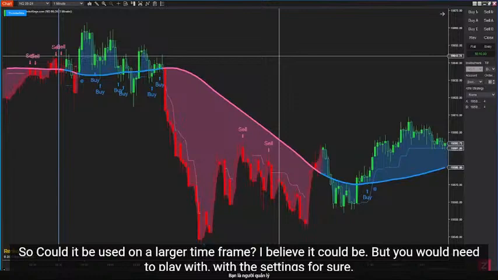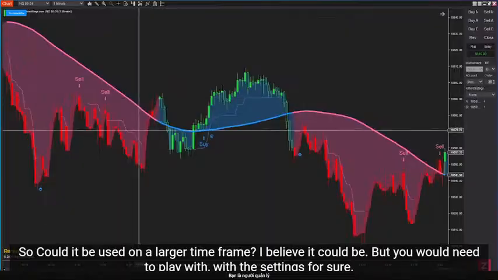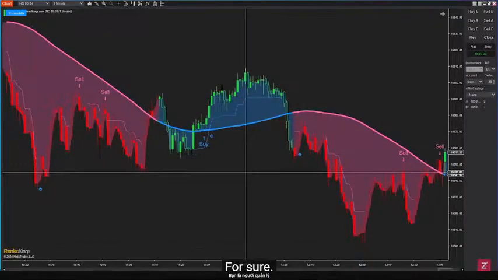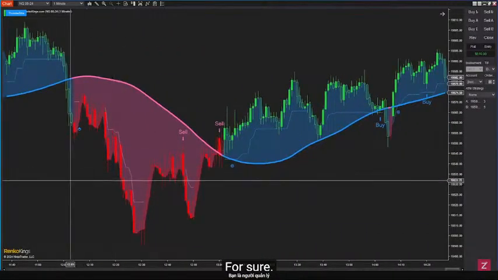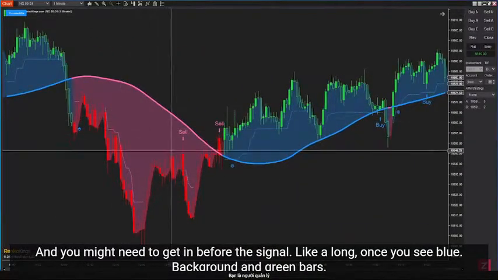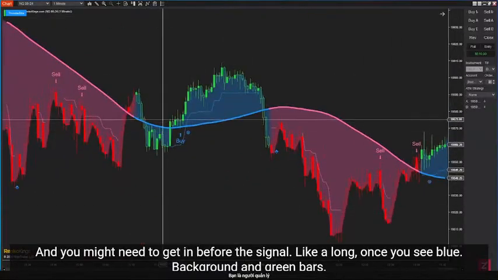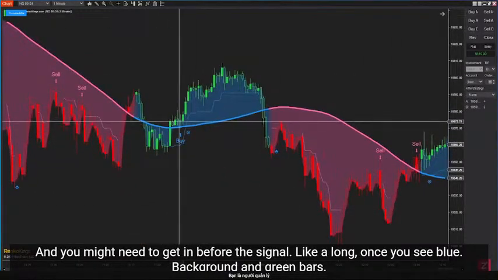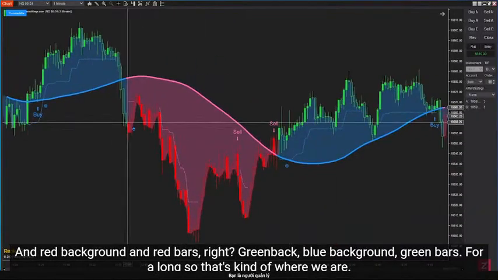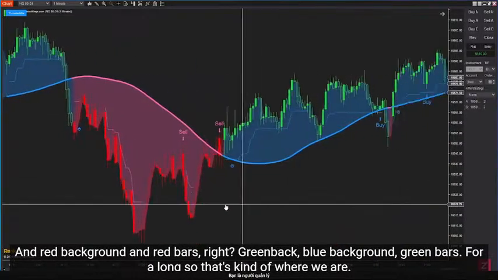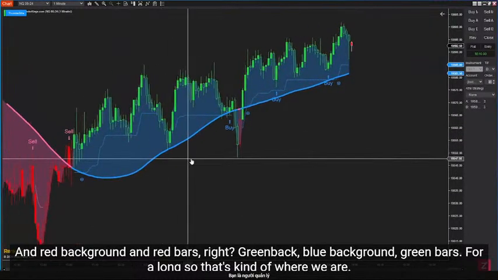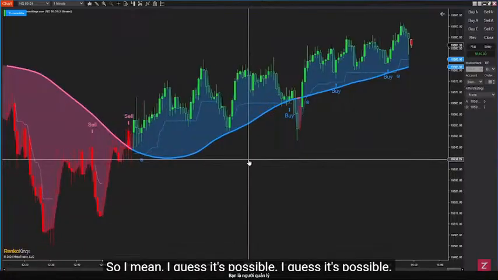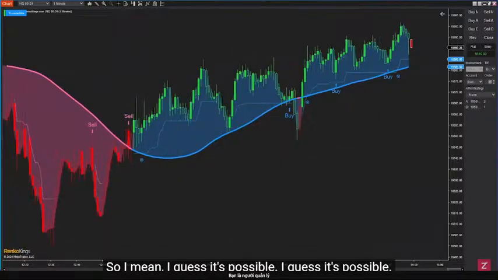So could it be used on a larger time frame? I believe it could be, but you would need to play with the settings for sure. And you might even need to get in before the signal, like once you see blue background and green bars, and red background and red bars, right? Green background, blue background, green bars for a long. So that's kind of where we are. So I guess it's possible.